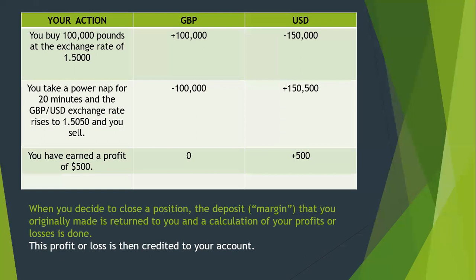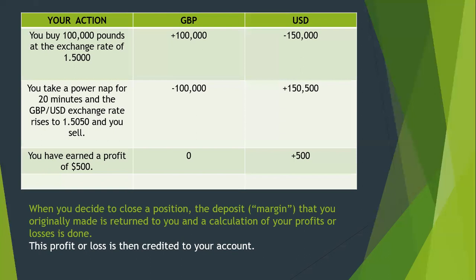So here you will have a negative 100,000 units of pound, and you will have a rise of 500 in US dollars on the 150,000. So you have earned a profit of 500 USD, in which you will have 0 pounds, and you will have a profit of 500 USD. When you decide to close the position, the deposit margin that you originally made is returned to you, and the calculation of your profit or loss is done. This profit or loss is then credited to your account.